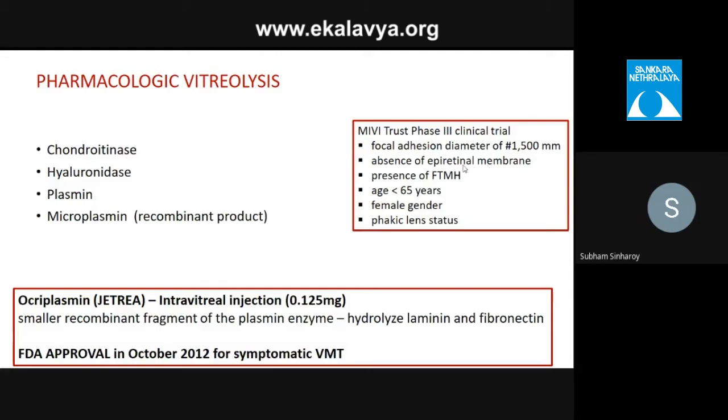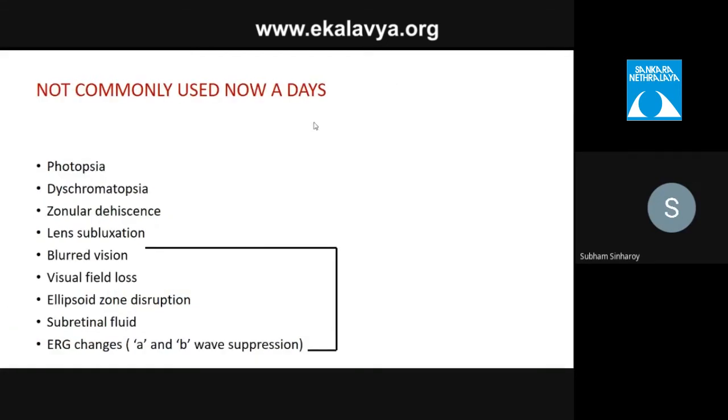Although it was thought to be a silver bullet to induce that PVD without surgical manipulation, it is not commonly used nowadays because of a lot of side effects being reported. Apart from photopsia, which is because of the PVD induction, and dyschromatopsia, there is also zonular dehiscence and lens subluxation being reported in cases of phakic eyes. Apart from that, they have blurring of vision complaints, visual field loss, ellipsoid disruption, subretinal fluid formation. ERG changes are also documented where the rods and cones both are affected, but rods are more affected. Patients sometimes also complain of nyctalopia. So all this comes under the entity called acute ocriplasmin retinopathy.